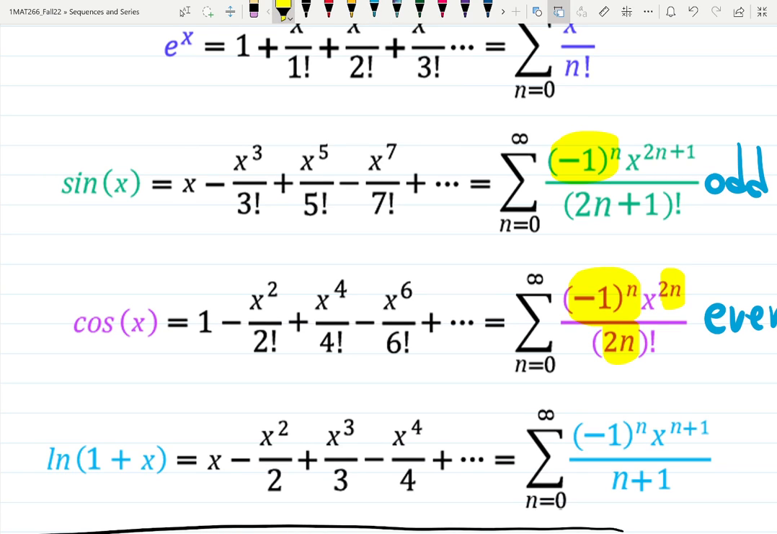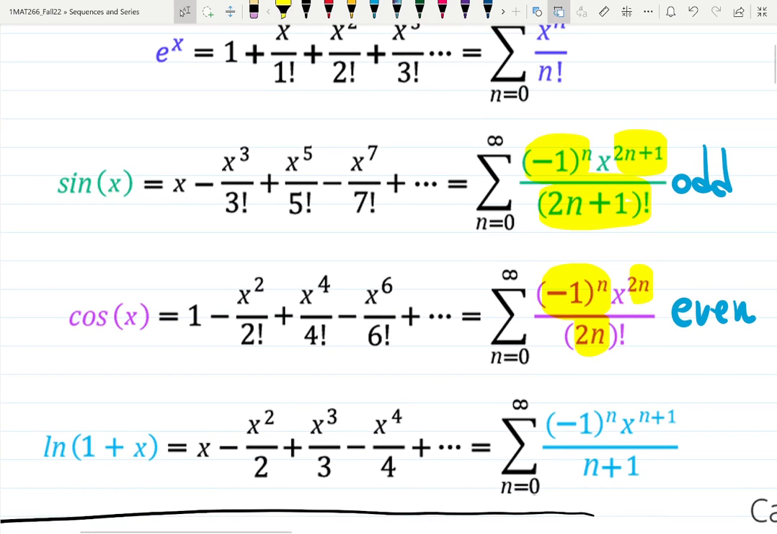That's why I remembered that it's 2n plus 1, 2n plus 1, see? And it has cube, 5, 7, odd powers versus 2, 4, 6, even powers. Check it out, one more thing.